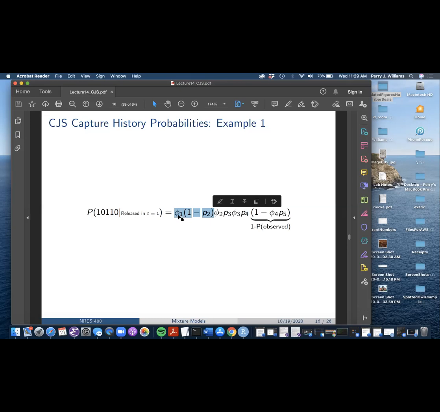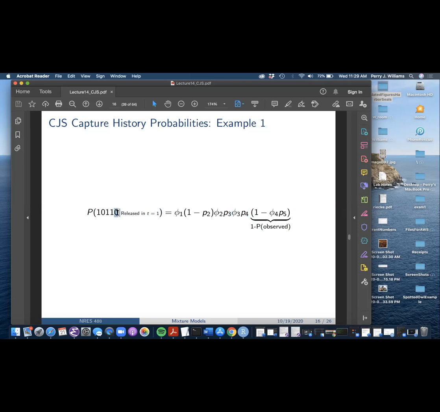So it survived, and that probability is phi. And the probability that we didn't see it is 1 minus p2. Then we saw it in time period 3, so we knew it was alive. That gives us the probability it survived to time period 3 and the probability we saw it in time period 3. And then we saw it here, so it had to survive to this period and we had to see it. That probability is phi 3 times p4.